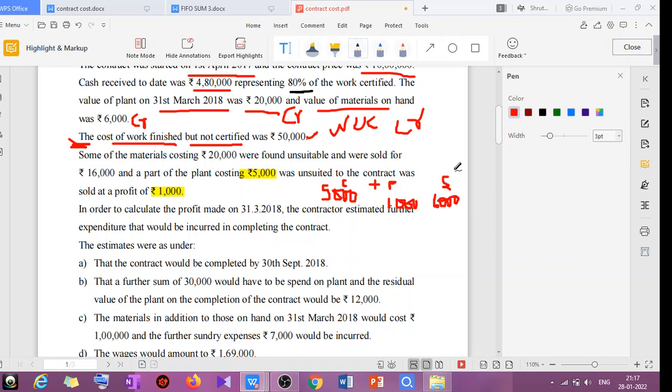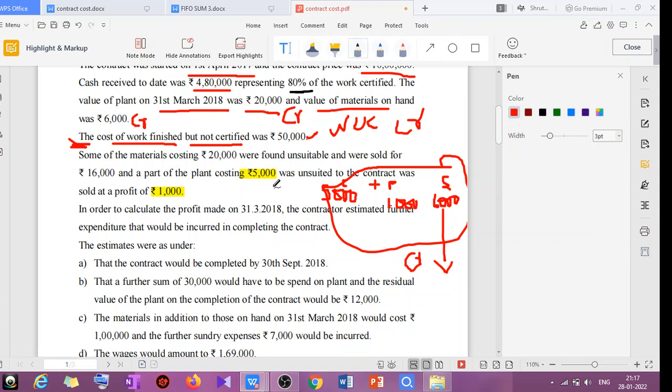Now where do I have to write these? Sale value. Whenever there is a sale of any plant, what will we be writing? By bank. By bank in the credit side of the contract. Credit side of the contract, there you have to write by bank. That will be the 6,000.